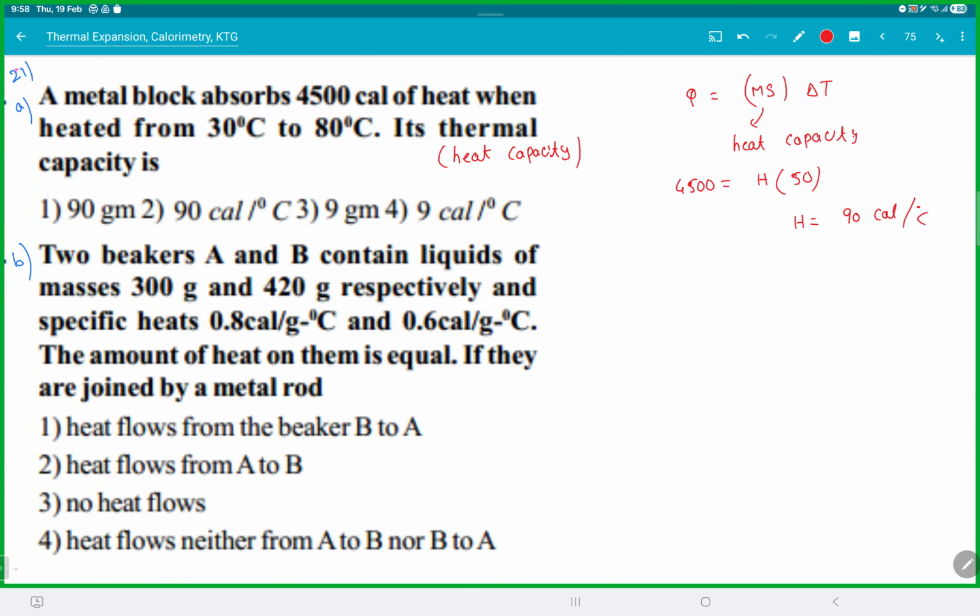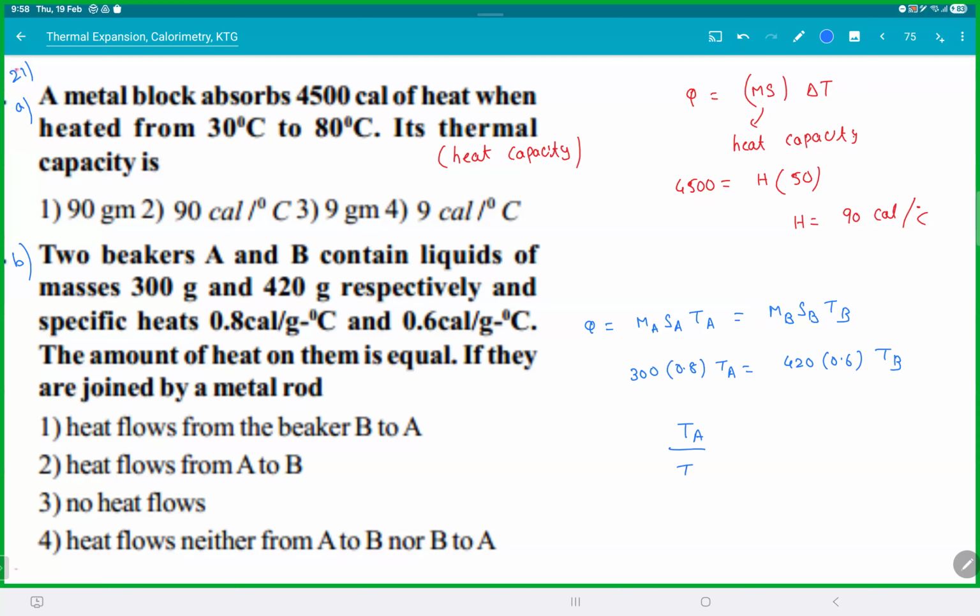Right, Samyak. Right, Utsa. Right, Anita. Read the question. Two beakers A and B containing liquids 300 and 420. The amount of heat on them is equal. Technically, they should say internal energy, but okay. Q is equal to MA SA TA is equal to MB SB TB. 300 into 8 TA, 420 into 6 TB.